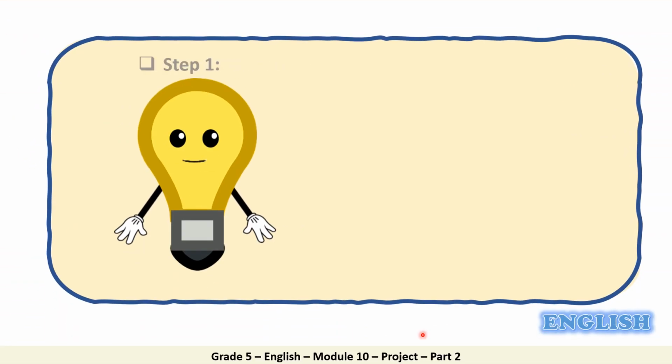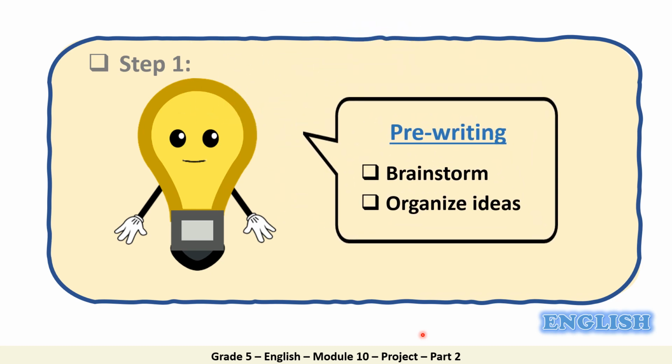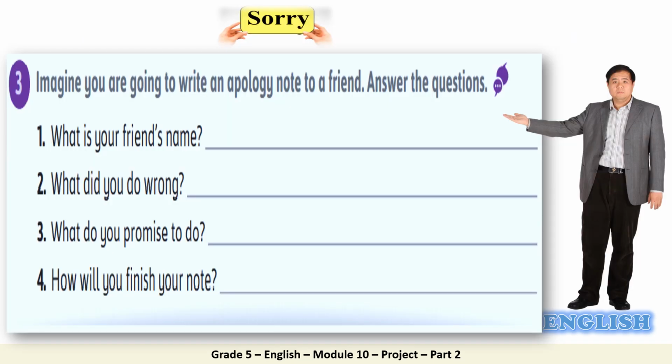The first step is pre-writing. Here you are going to think and brainstorm ideas, then organize them. Let's start brainstorming ideas. We will brainstorm the most important parts of our apology note. To brainstorm ideas, we need help. You will find that help in these questions.